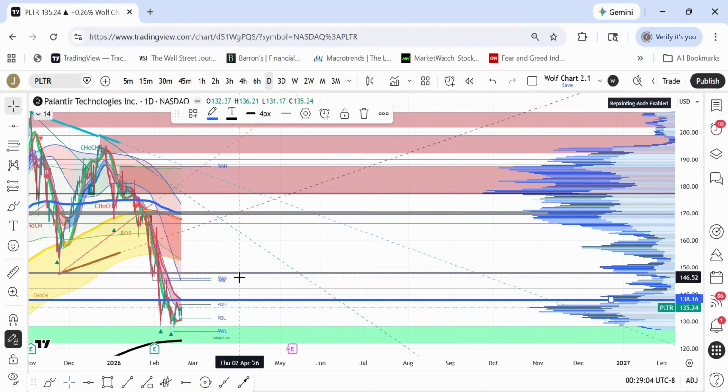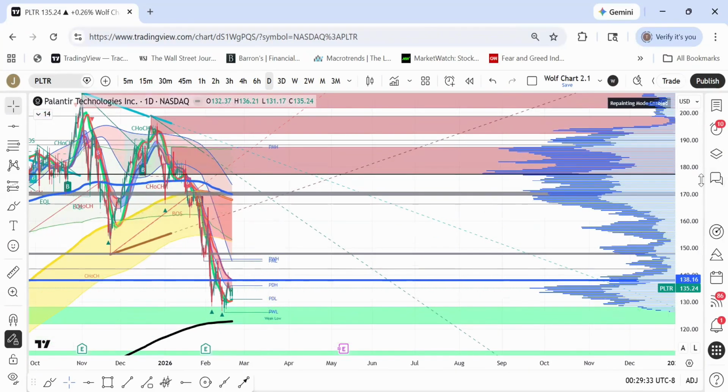And the bigger and darker the lines are, the heavier the resistance. So we can see this line right here. It's a line, but it's not really that dark and really that big. So we can see that we can push through this pretty quick. We can hit here, we can push right to here. And if we look at the VRVP, once we pass here, the next node really is 144, before we hit right here at 148.